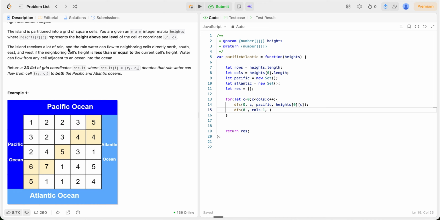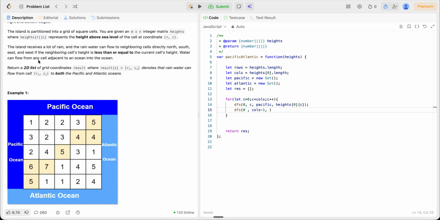The island receives a lot of rain, and the rainwater can flow to the neighboring cells directly north, south, east, west if the neighboring cell's height is less than or equal to the current cell's height. So let's say, for example, this is the cell. It can flow towards the top, bottom, right and left. That's what they are saying. And it can flow only when the adjacent cell has height lesser than the current cell or equal, right? If it is 5 here, and it is 6 or 7 here, we cannot flow here. If it is 5 or less than that, we can flow towards this. That's what they are saying.